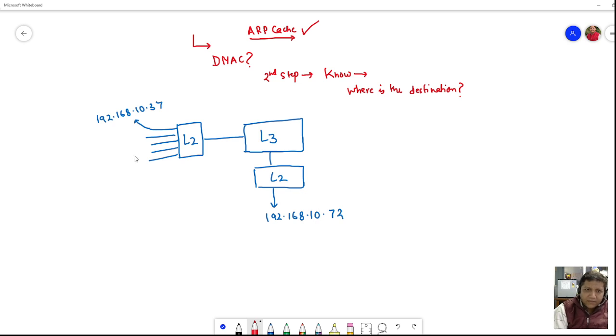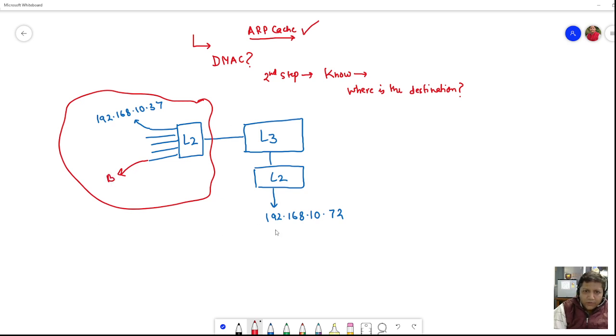In the previous case, it was very easy pictorially. You know that destination is in your own subnet because pictorially B was placed here. Here also pictorially you can know that C is placed in another subnet, but how will the machine be able to know where is B or where is C? So the second step is I am giving you a naive method to know where is the destination. There is a proper methodology also, but that will come later. The naive method is just use your subnet mask.